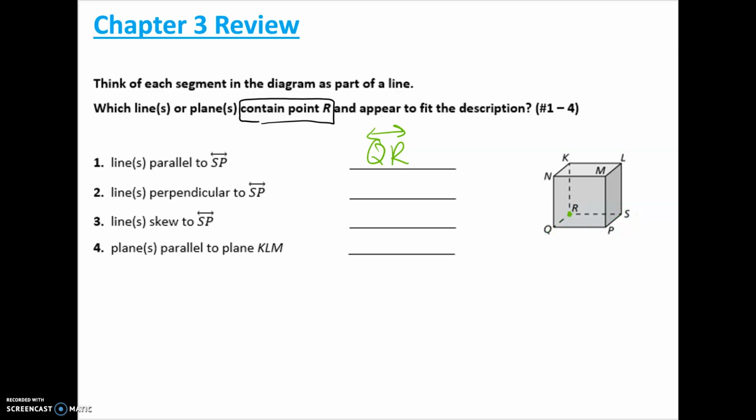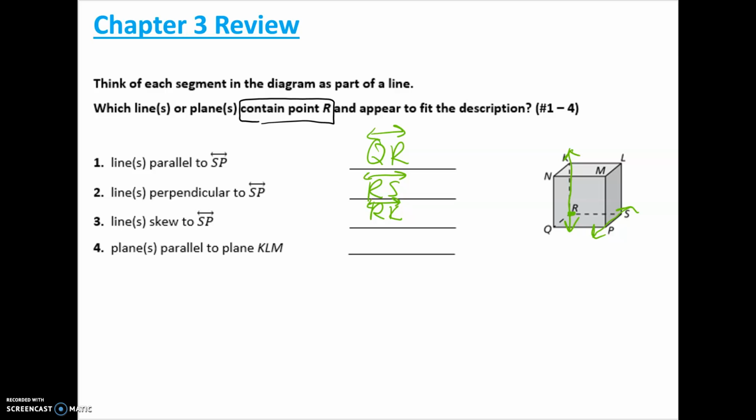Okay, next one is something that is perpendicular to SP that contains point R. So I'm looking for that right angle, so it's going to touch SP, so that is RS. Something that is skew to SP that goes through R, that's the only other line that goes through R in this cube, that's RK.